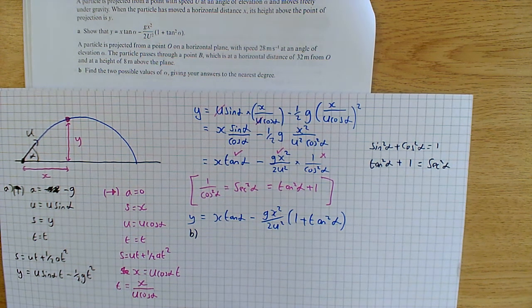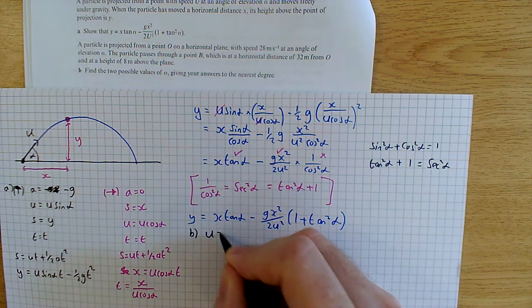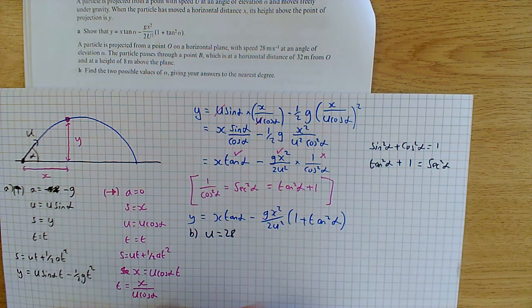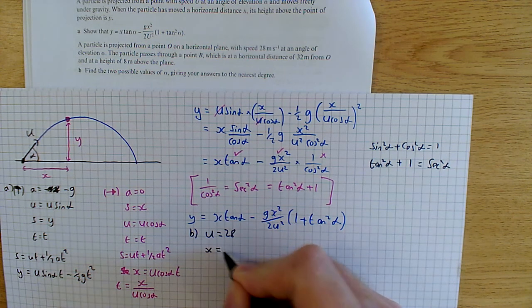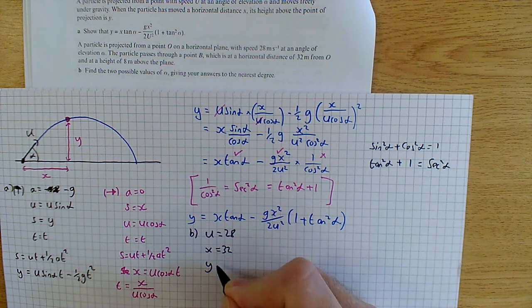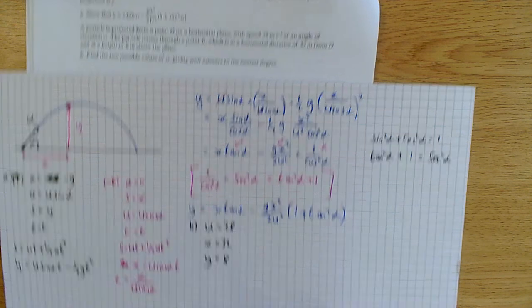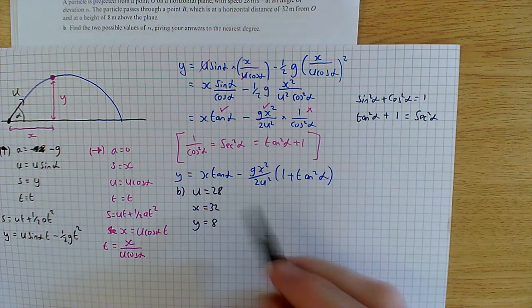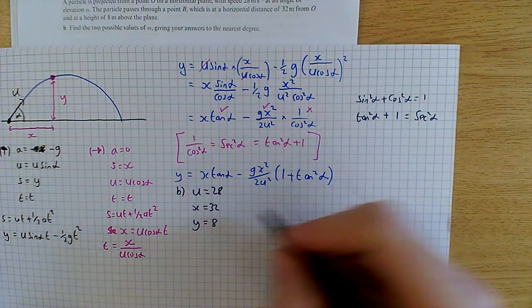A particle is projected from O with speed 28, u is 28, at an angle of alpha, so they've still not given us alpha, but then it says it passes through B, which is a horizontal distance, well that was x, and a vertical height of 8. Find the two possible values of alpha. Okay, so what I'm going to do is take these values and put them into my equation up here.